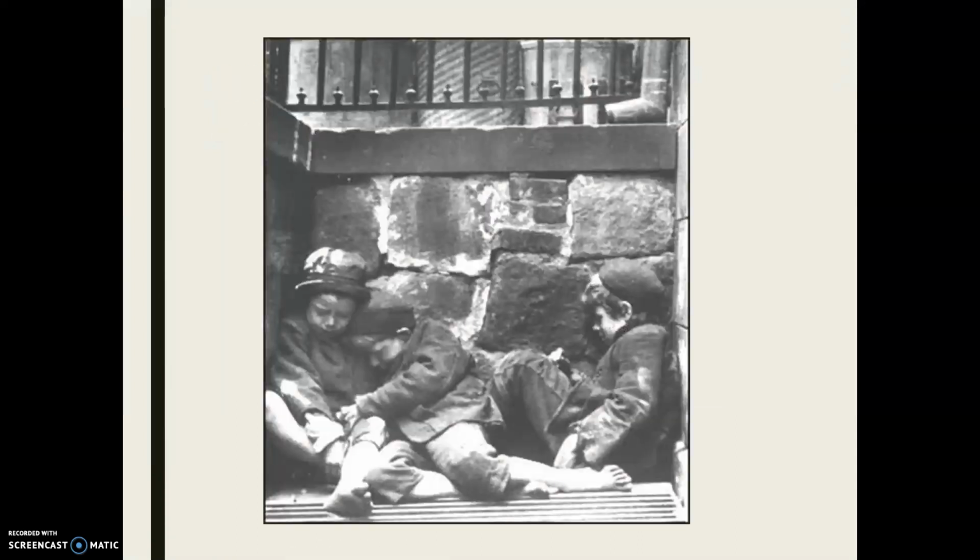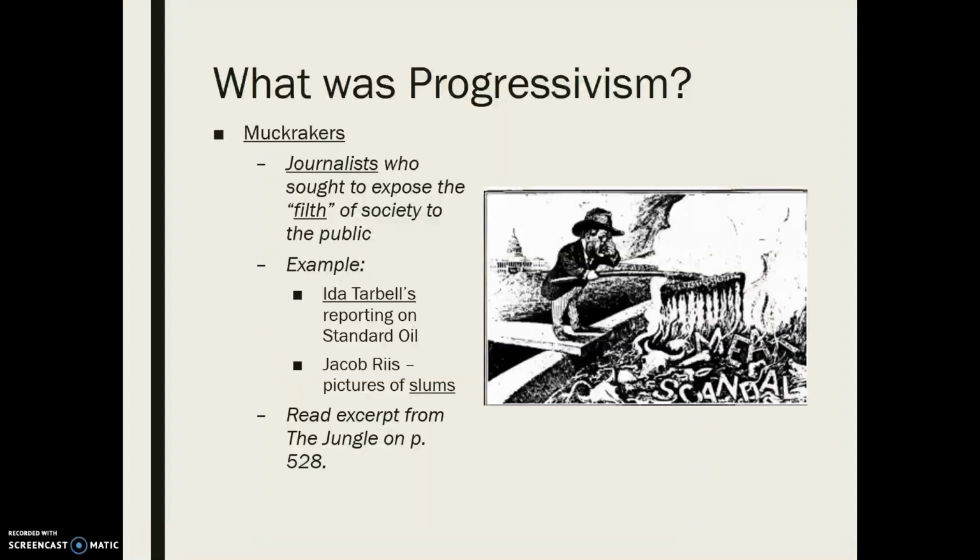Jacob Riis took pictures of slums and used photography to do that. He could write a story about what it was like to live in tenements, but he used photography. People in the middle class or the upper class would never have been exposed to the conditions in tenements. They never go down there and see it with their own eyes. So photography, he told this story through pictures, and got a lot of public support on that.